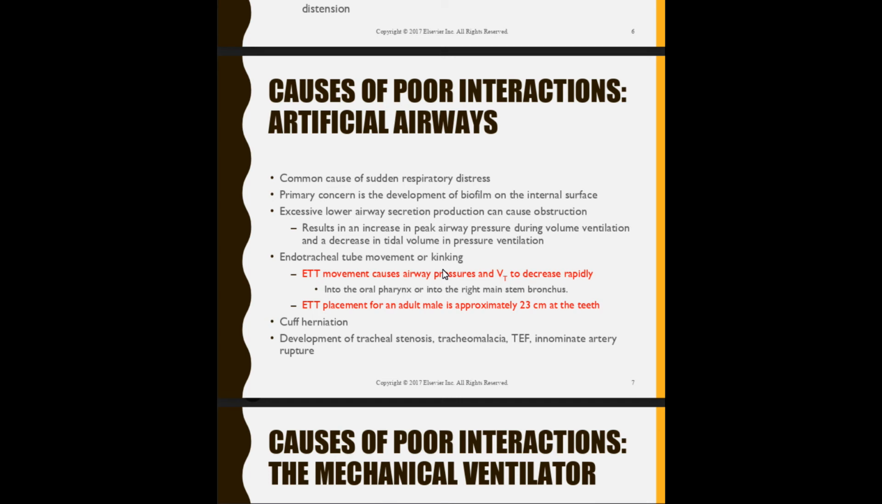So I have this biofilm outside the tip of my endotracheal tube. Now let me ask you this. What is it that allows the patient to breathe with an endotracheal tube?